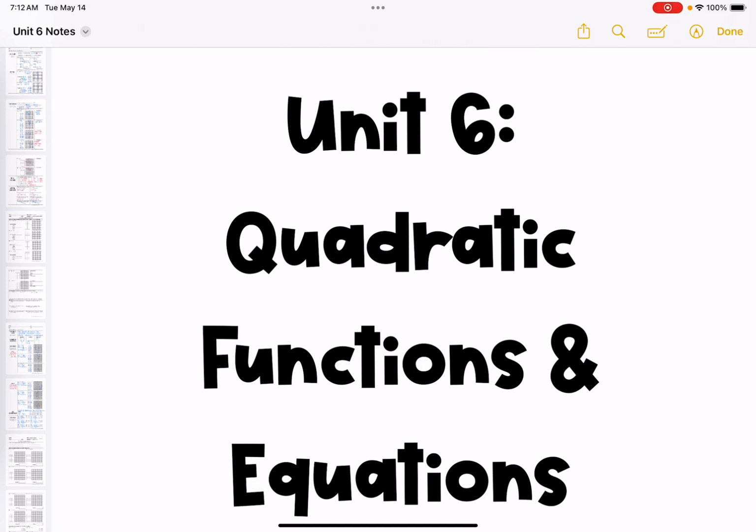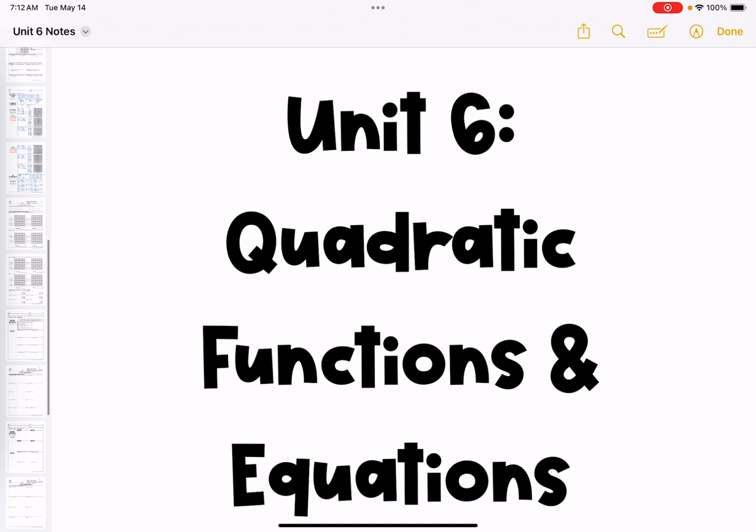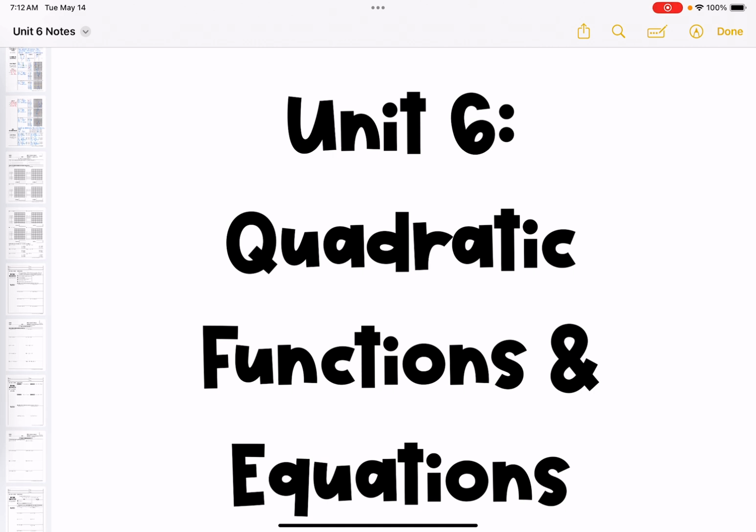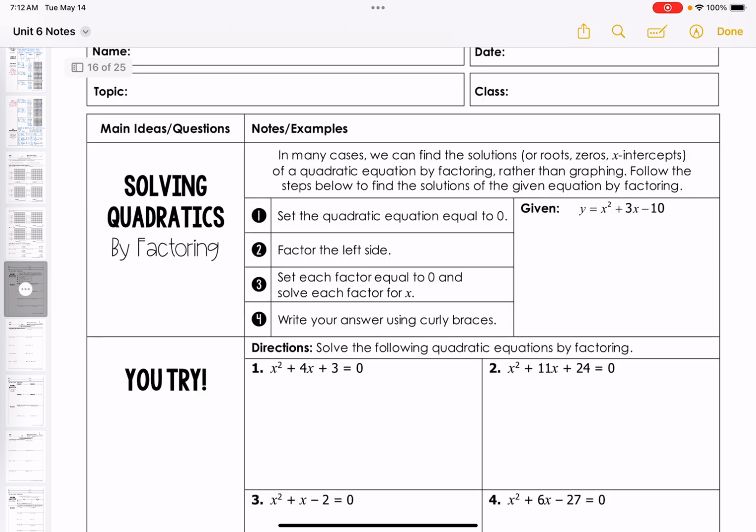All right, today we're going to be in the Unit 6 packet titled Quadratic Functions and Equations. In the last video, we finished up talking about graphing quadratic equations and all the key features that you need to know about those. So today we're going to start talking about solving quadratic equations. We're going to be on page 15. There are multiple ways to solve a quadratic equation, and we're going to talk about 4 of them. The first one we're going to talk about is by factoring.